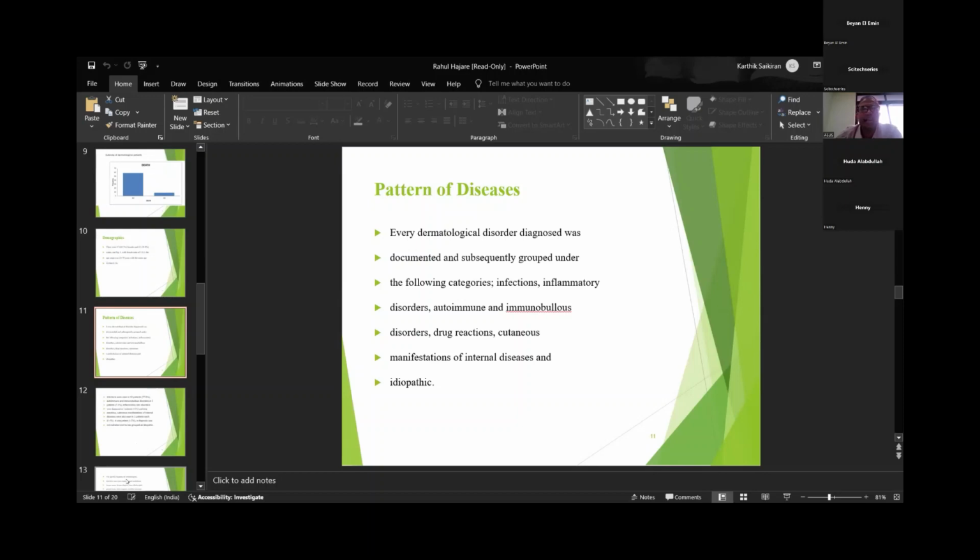Pattern of disease I have covered. Every dermatological disorder diagnosed was documented and subsequently grouped under the following categories. What I found: infection, inflammatory disorder, autoimmune disease, immunobullous disorder, drug reaction, cutaneous manifestation of internal disease, and idiopathic disease. Next slide.